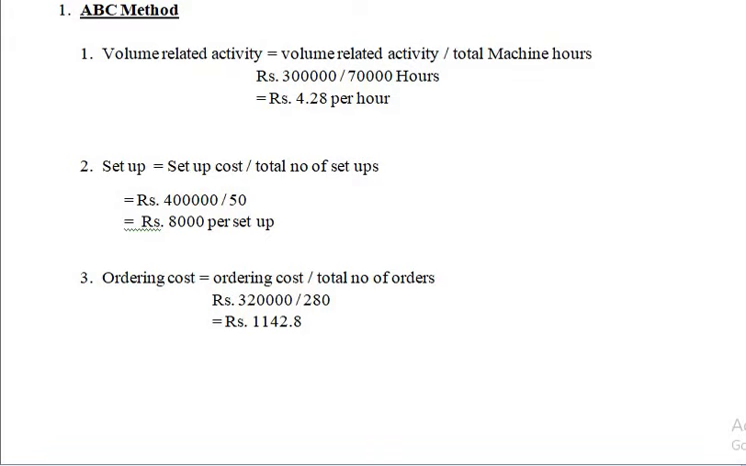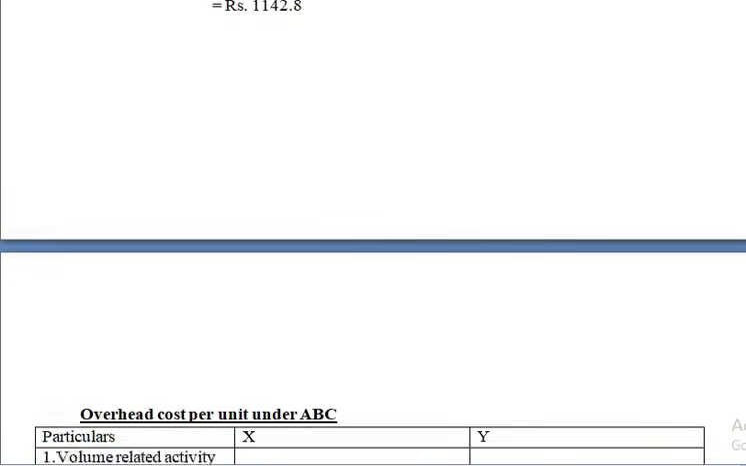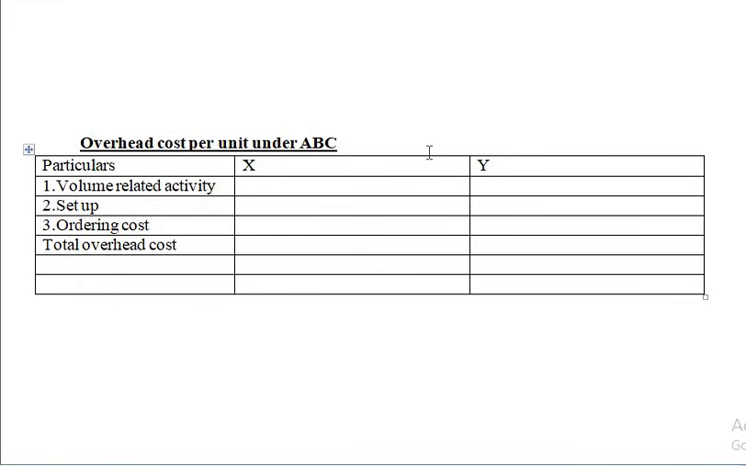So here we have calculated the activity driver rates. Now prepare the statement of overhead cost under ABC method. This is the format to prepare overhead cost per unit under ABC method. Make 3 columns. First column for particulars, second column for product X, and third column for product Y. So here the total cost of the product is absorbed through activity base.